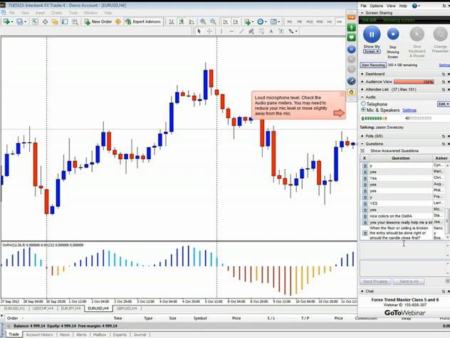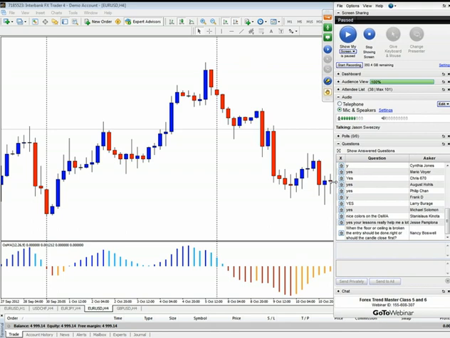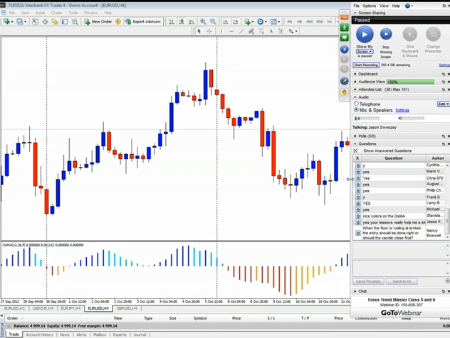When the floor or the ceiling is broken, should the entry be done right away, or should the candle close first? Well, it says it in those two videos. There's two ways to do it. I'm not going to repeat that today because we've got to move on with the next part of this. But it tells you the aggressive entry and the conservative entry. So if you're not sure on that, just go back after today and watch that lesson. Okay, Nancy?